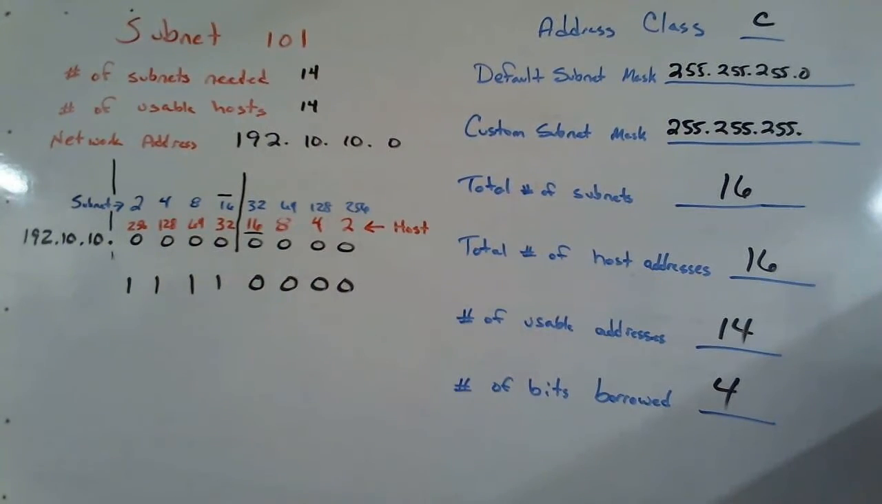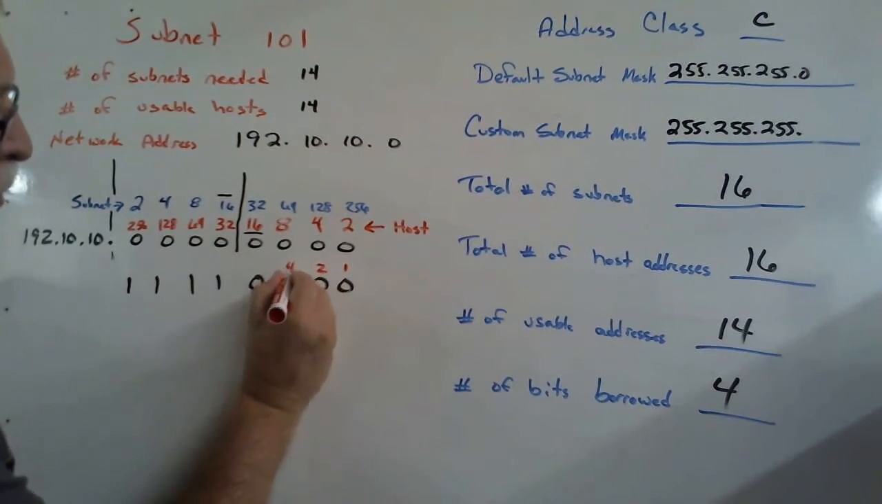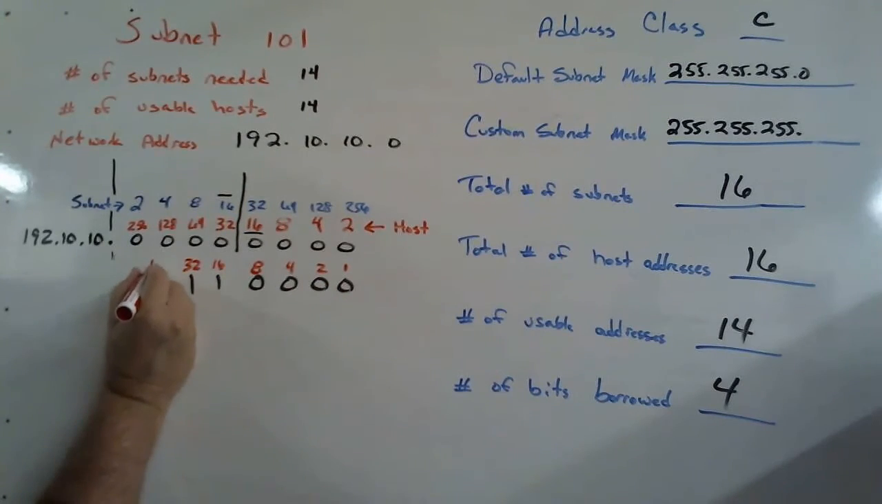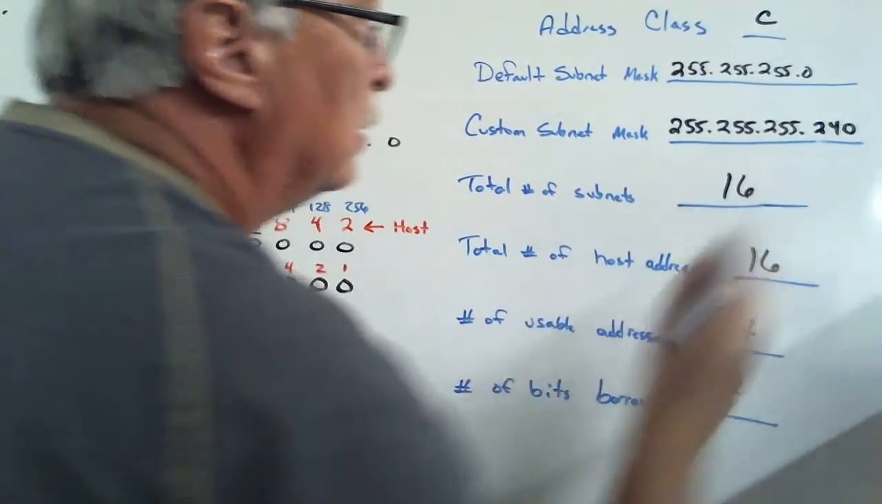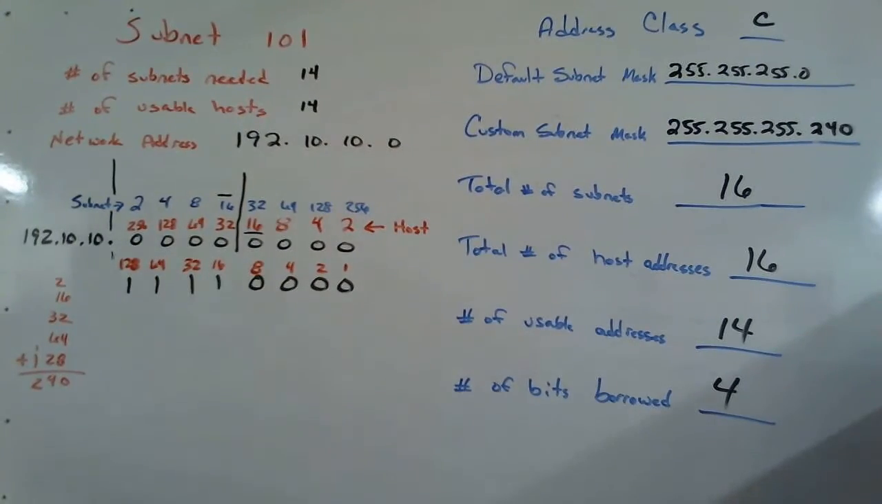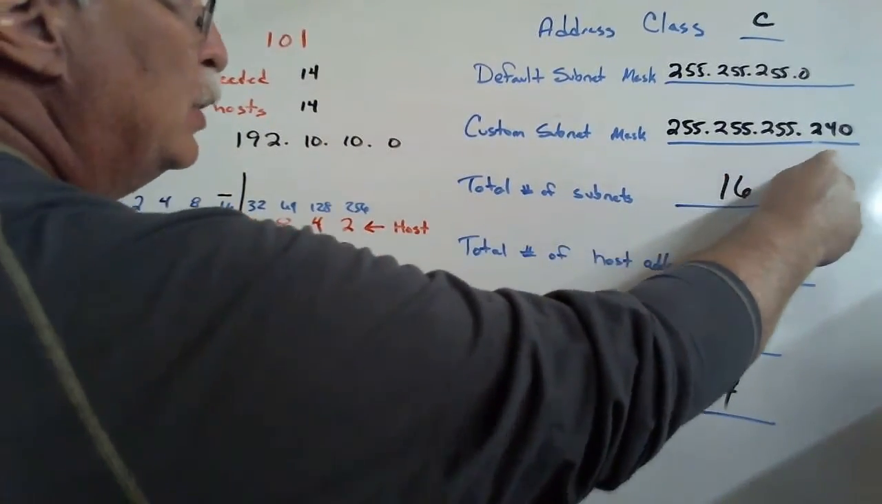So if we do that, you might remember from that first section, this was worth 1, 2, 4, 8, 16, 32, 64, 128. We're just going to add them up. So we have a 16, a 32, a 64, and a 128. We add those up, 8 and 4 is 12, and 2 make 14, and 6 make 20. 2 and 6, 8, 9, 10, 11, 12, 13, 14. Carry the 1. 240. So that 0 now becomes 240. So our custom subnet mask is 255.255.255.240.